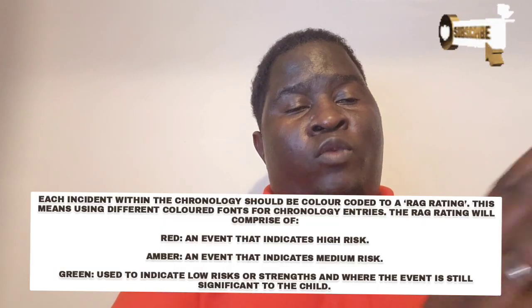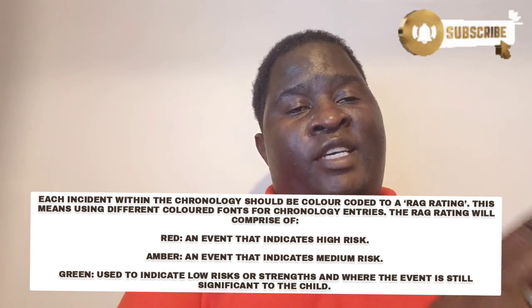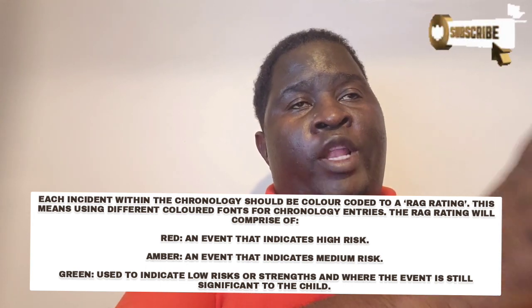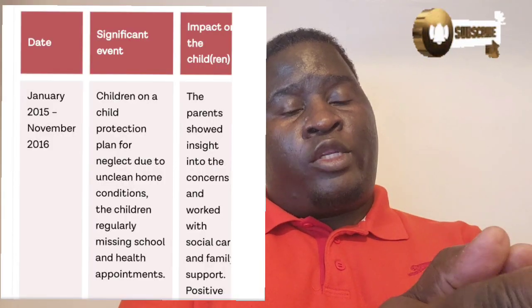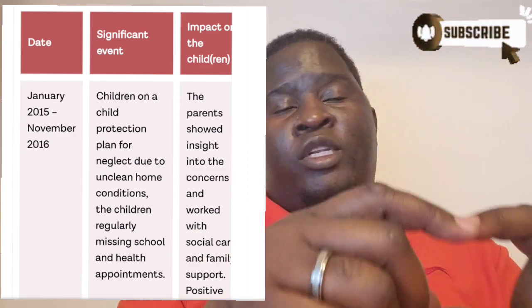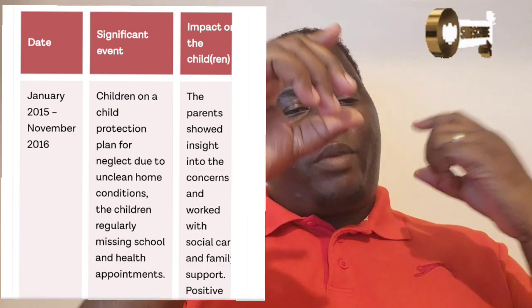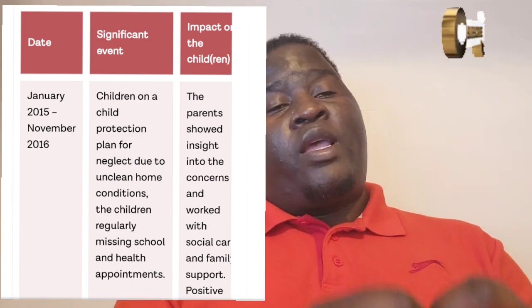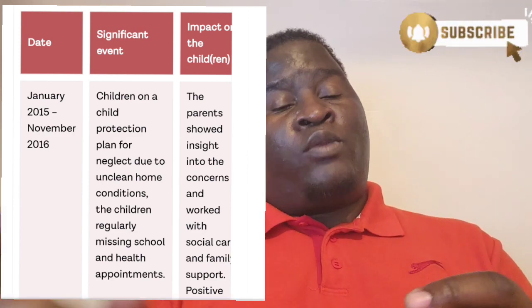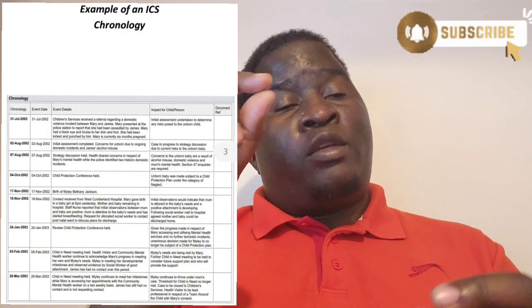So first and foremost, what would be on your far left would be the date of when that particular incident happened, and then followed by the significant incident or event that would have happened that you need to write about in short, not necessarily 2 paragraphs or 3 paragraphs in the same box. It doesn't necessarily need to be that. And then followed by the impact. What is the impact of that significant event on the life of the child or on the family?